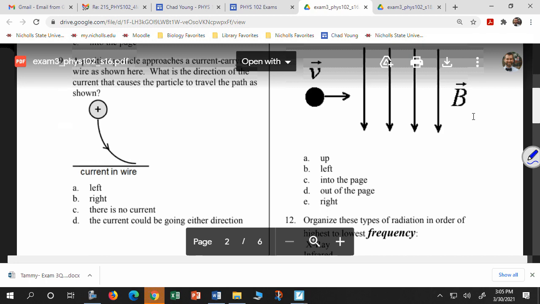Okay. So this is like your free response. You're going to have one like this on your free response, except there'll be calculations involved with that one. Positive particle, that's good. Makes it a little easier.